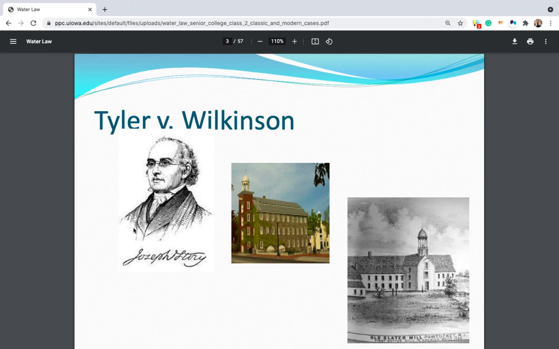Although I'm sure most of you haven't heard of this case, any of us who use a river in the eastern U.S. should be grateful for it. For Tyler versus Wilkinson ensures that water remains a public resource, available to all, fisherman and kayaker, swimmer and mill owner.